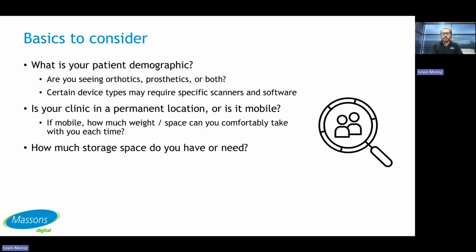Same vein, how much storage space do you have or need? So if you have potentially a clinic where you've got 1 day a week in a certain location, do you have the capacity to store some basics on site? And how are you going to make modifications to a device on site?